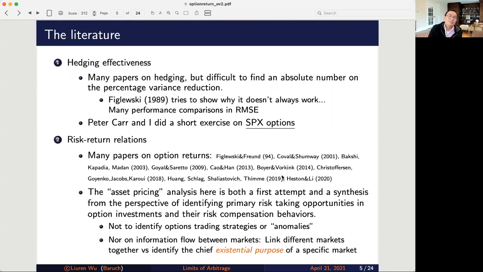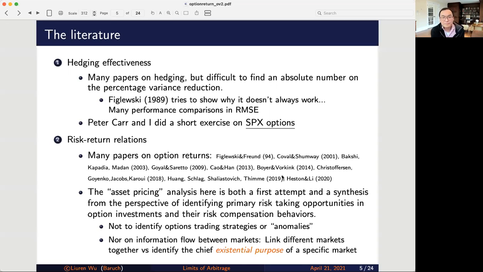For the literature, I guess we have two parts. One part is on hedging effectiveness. The other is on the risk-return relations. There are many papers on hedging, but most of them compare the performance of different hedging methods. It's very difficult to find an absolute number on the percentage variance reduction. Many papers report root mean squared errors. I have written a few papers with Peter on different hedging strategies. I went back to the papers and cannot find in absolute terms how much variance we're reducing. We can only see that one method is a little better than another in a relative sense. So we try to put in that number.